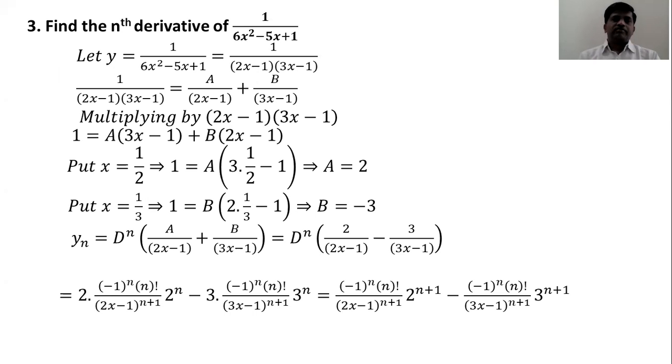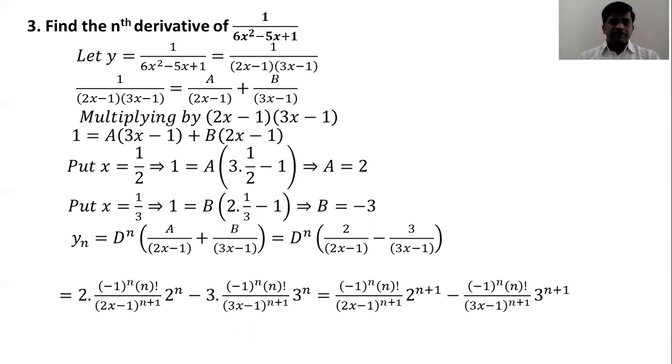Find the nth derivative of 1 by 6x² − 5x + 1. Let y = 1 by 6x² − 5x + 1. Its factors are (2x − 1)(3x − 1). So the quadratic term reduces by factorization into linear factors. Now this denominator's linear factors have to be separated by applying partial fractions.